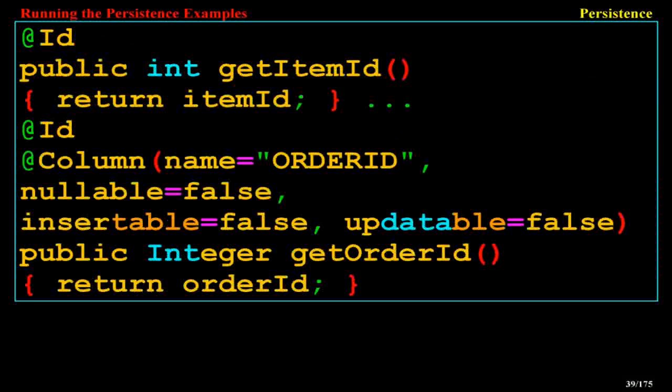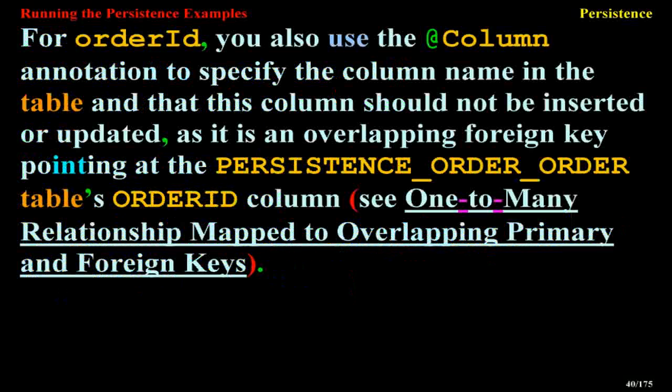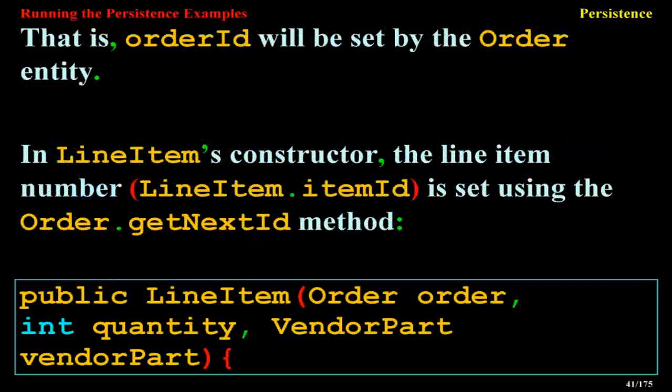@Id @Column(name = "ORDER_ID", nullable = false, insertable = false, updatable = false) public Integer getOrderId() { return orderId; } For orderId, you also use the @Column annotation to specify the column name in the table and that this column should not be inserted or updated, as it is an overlapping foreign key pointing at the PERSISTENCE_ORDER table's ORDER_ID column. The one-to-many relationship maps to overlapping primary and foreign keys. That is, orderId will be set by the Order entity.